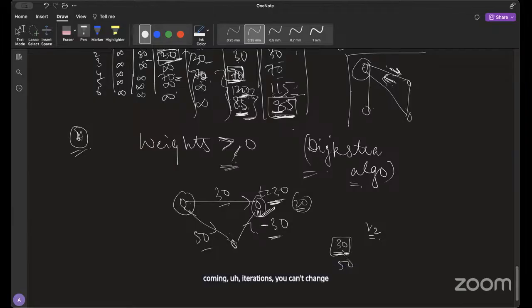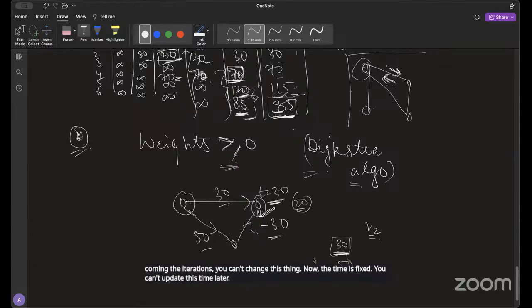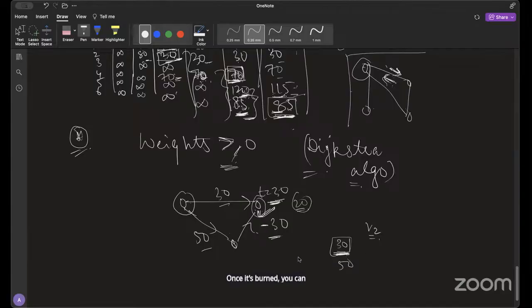Now, the time is fixed. You can't update this time later. That's why I'm repeating. This is something that's repeated a lot of times. Once it's burned, you can't change this thing. And the minimum one gets burned. So you'll burn this because it has the minimum time. And you can't update it later. But you can find a better time from here. If you go from this path, you'll find 50 minus 30.